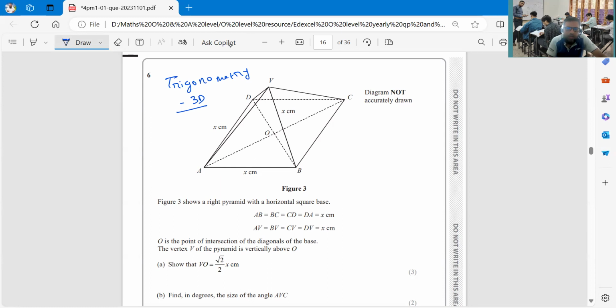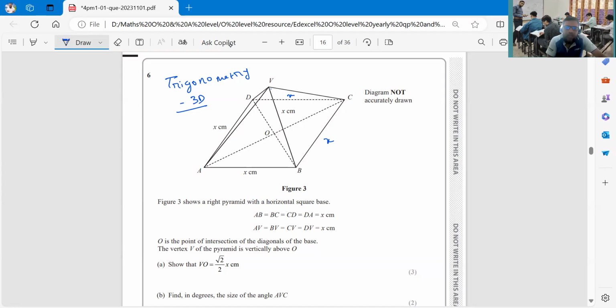In this diagram, this is the right pyramid of the horizontal square base. Horizontal square base means the base ABCD is a square. So if this one is x, this should be x, this should be x, and this one x. Another piece of information given here: the slant lengths AV, BV, CV, and DV. These four slant lengths are always equal because the horizontal base is square.